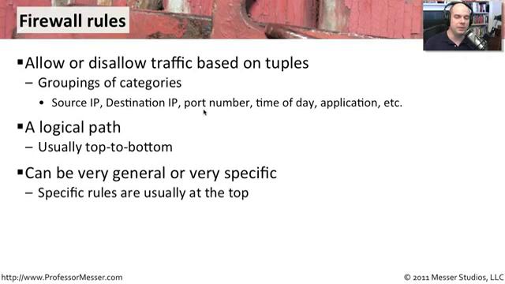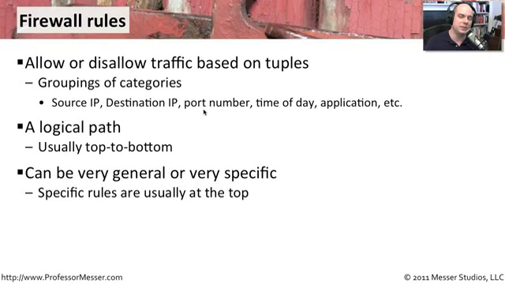These rules can also be very generalized. Maybe you might want to set a rule that says if you're anybody inside the network, you can surf the internet. That's a very general rule. Or it might be very specific that says if you are in the marketing department and you are coming from a particular source IP address, then you have access to this particular resource on the internet that is at another IP address. That's a very specific rule.